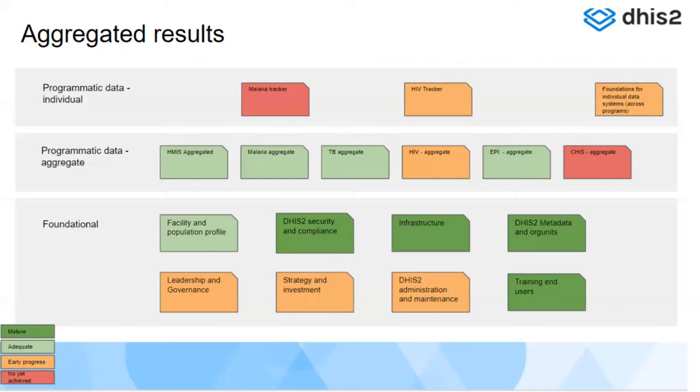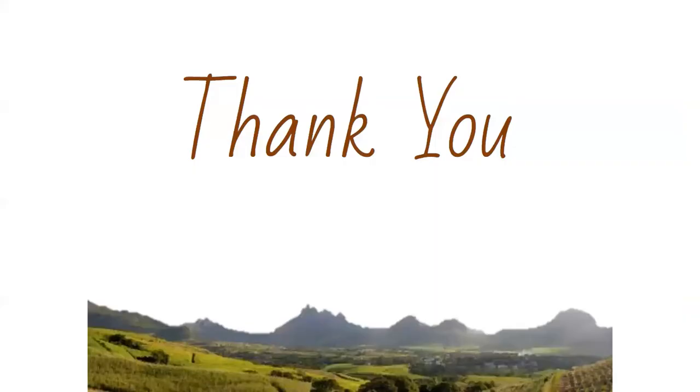When it comes to the programmatic data, there are some areas, like tracker, that we need to really strengthen. When you look at the aggregate ones, I think we have been strengthening the aggregate parts, but again, you can see the stage is not there. I'm not surprised, because we don't have that stage system in place. So when you look at the foundation, as I said, at least we have most of it green. That is the end of my presentation.